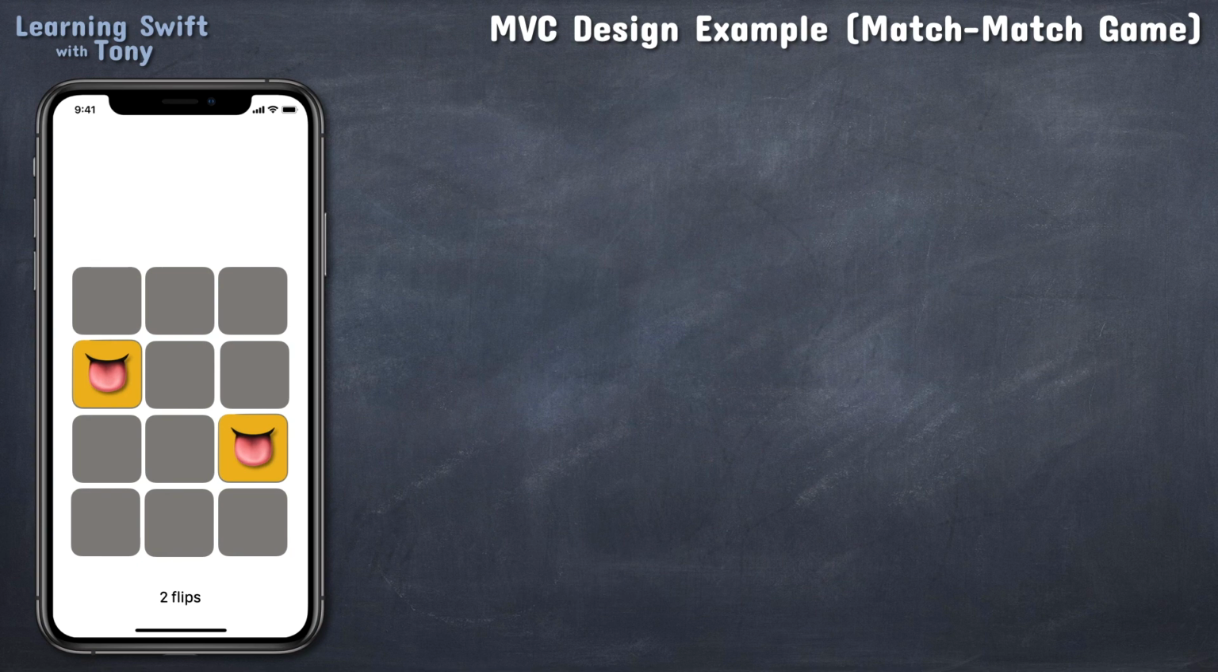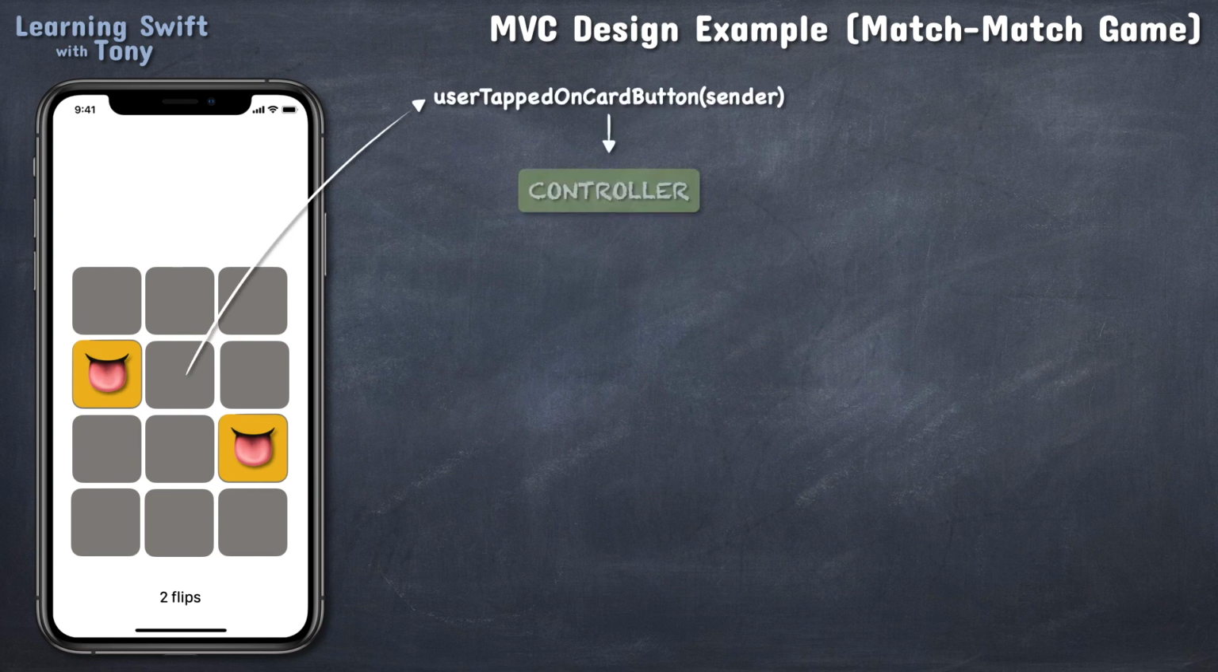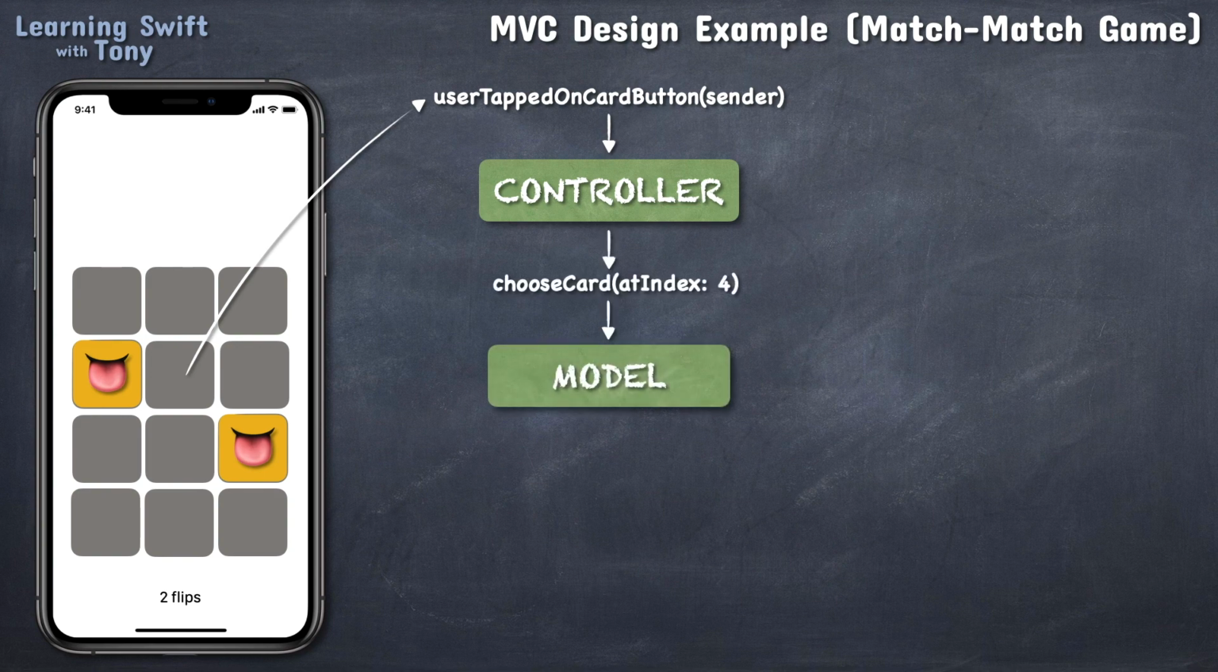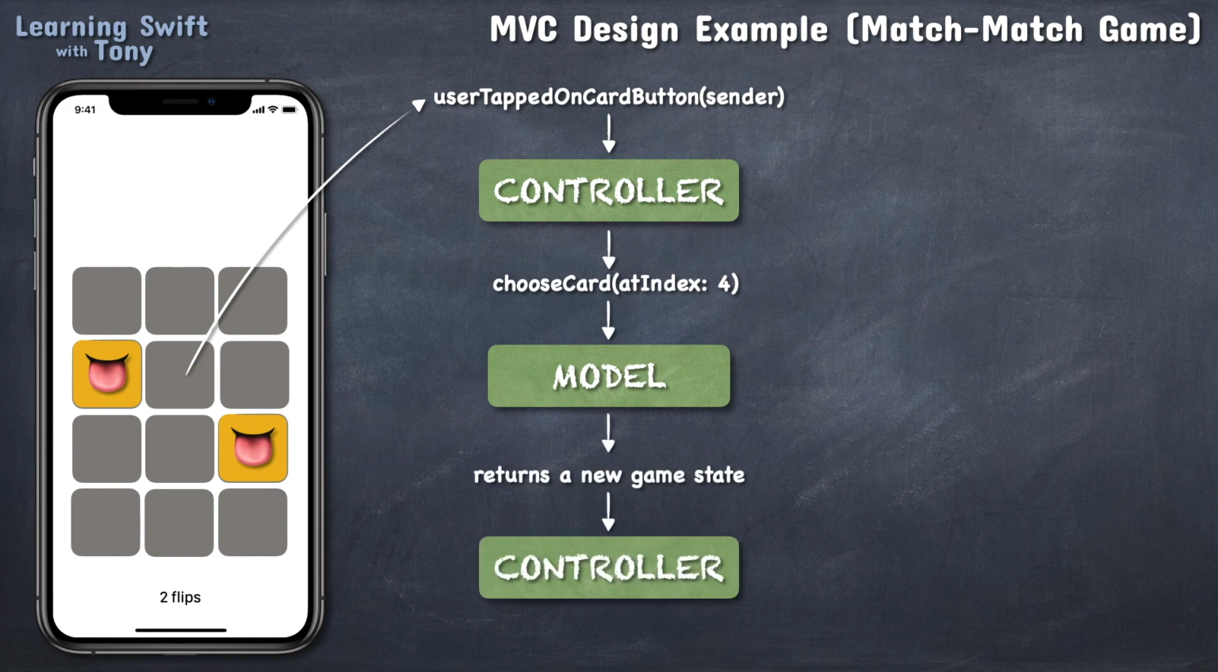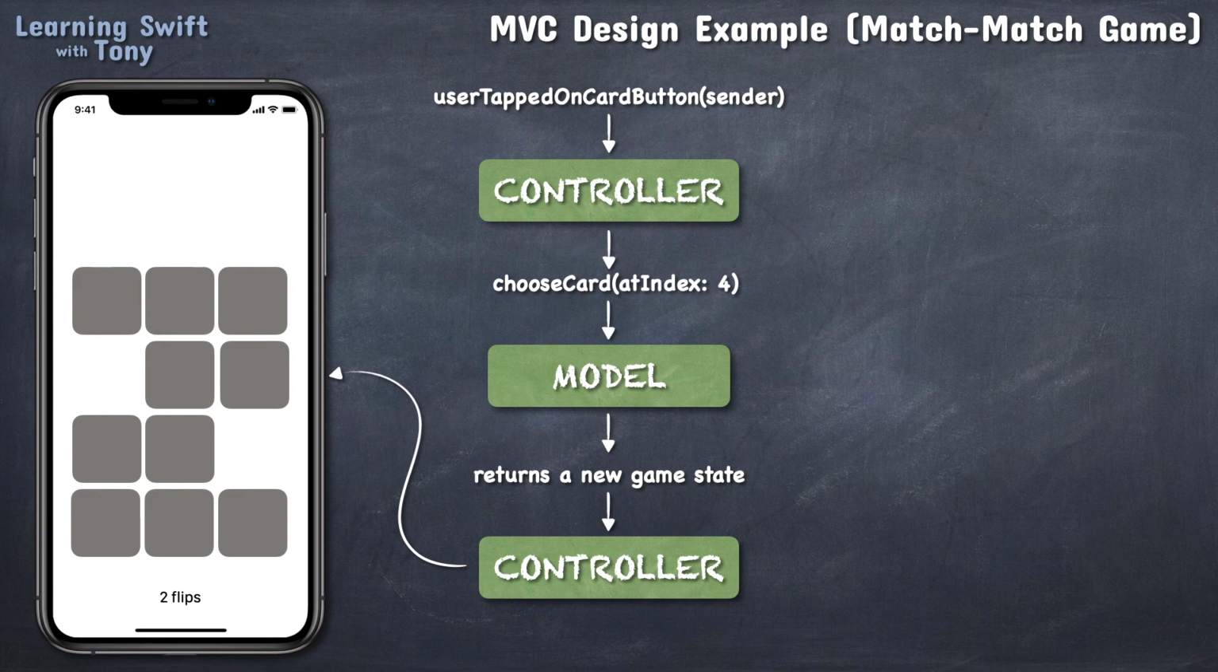If the user taps now the button on the second row, second column, then same as before, the view will notify the controller of a button being just tapped. The controller will determine this button is at index 4 and will send a choose card at index 4 message to the model. The model will play the game with the new information and return a new game state back to the controller. The controller will instruct the view to reflect this new game state on the screen, which will mean the two previously matched cards will disappear completely, a new card will be displayed face up, and the flip count display on the bottom of the screen will be updated. And this cycle continues until the game is over.